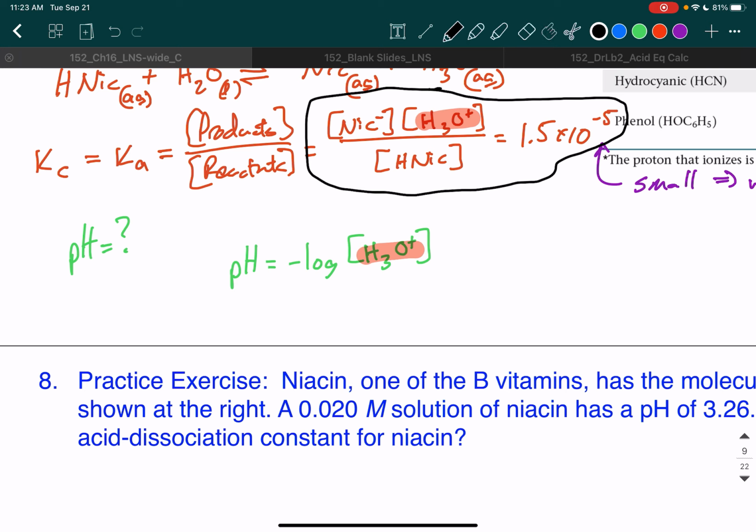Is pH in general the negative log of hydronium, or is it of the conjugate base or acid? It's specifically of hydronium. Yeah, it doesn't matter what weak acid, weak base, strong acid, strong base we're talking about. When you measure pH, it's always in reference to hydronium that's in solution. Okay.